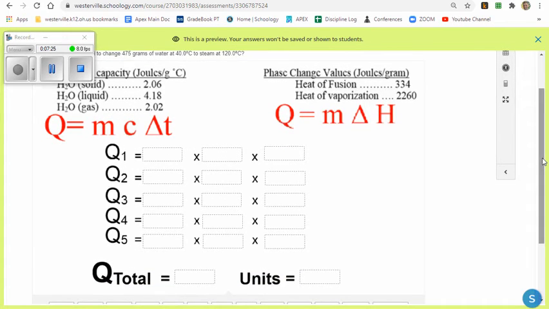So here's what we need to do. There are 17 boxes on every question, because that's the maximum number that you might need. You need to fill in all 17, no matter how many Qs you calculated. I'll show you exactly how to do it. So you can't leave any of these blank.